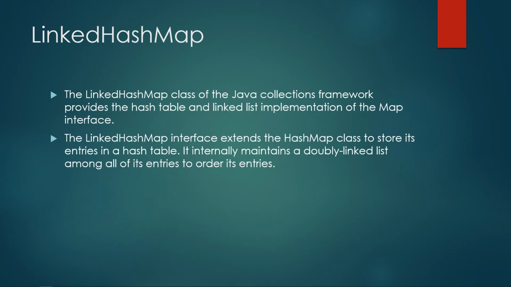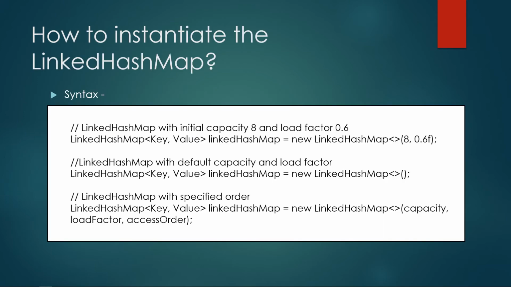So how to instantiate the LinkedHashMap? Here we have created a LinkedHashMap with a capacity of 8 and a load factor of 0.6. Again it's the same as the previous HashMap way of defining, like I showed you. You have to specify the initial capacity and the load factor. If you don't, it will use the default capacity and load factor, which is again 16 and 0.75.